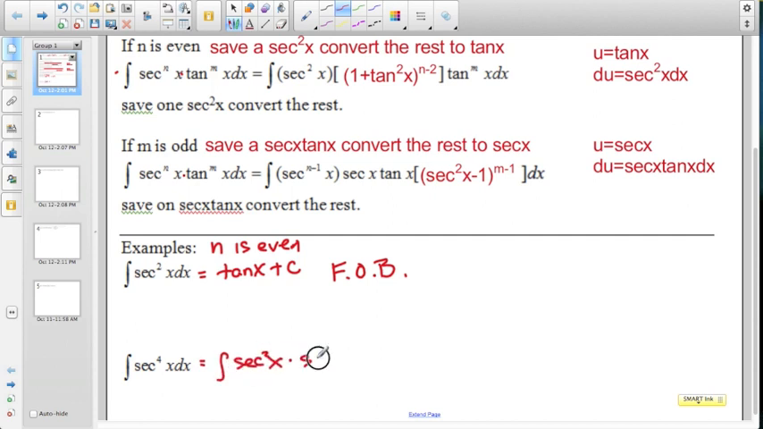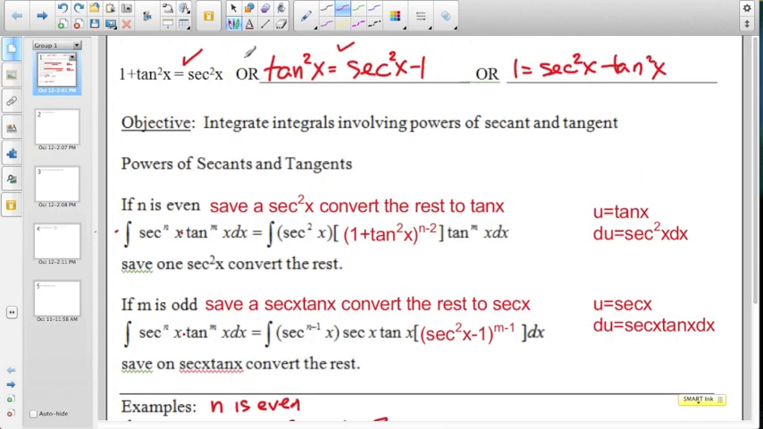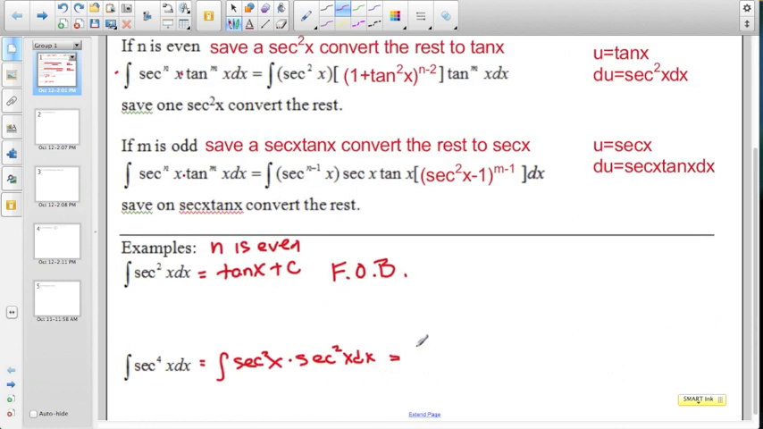Here we still have an n is even scenario, so we're going to save a secant squared, and that's going to leave us with a secant squared, and we're going to convert this to a 1 plus tan squared x. So we're going to save one of the secant squareds and convert the rest to a 1 plus tan squared x dx.